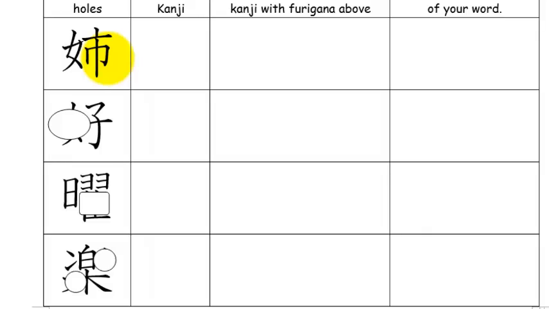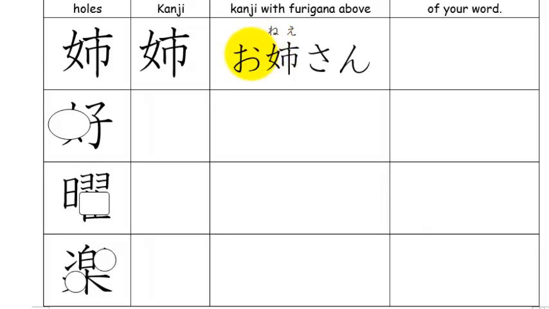So the proper kanji we'll write in there. There's the kanji, older sister, and the obvious word to use with that is oneesan, older sister, and for that we have to add some extra hiragana, don't we? There it is, oneesan, and that means older sister. Let's have a look at the next one.